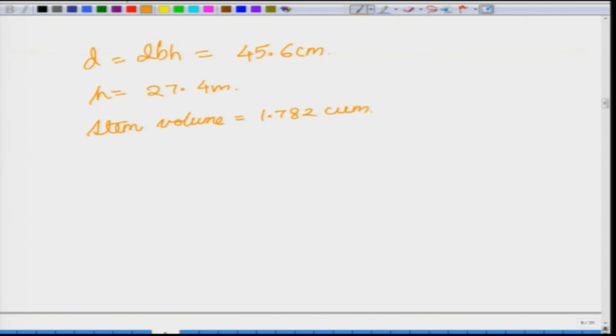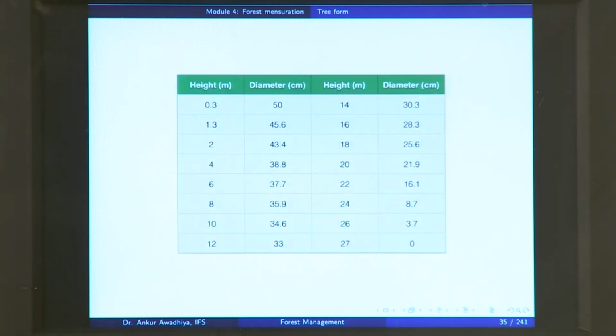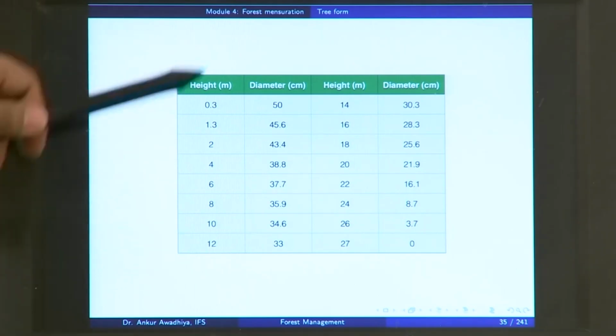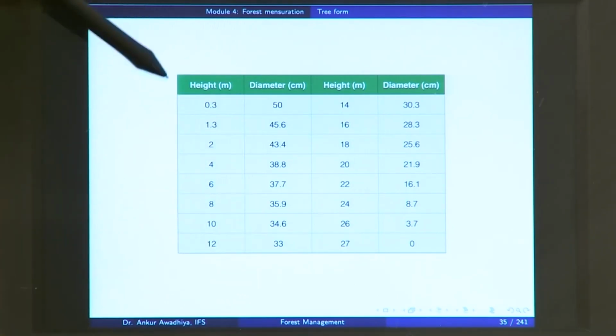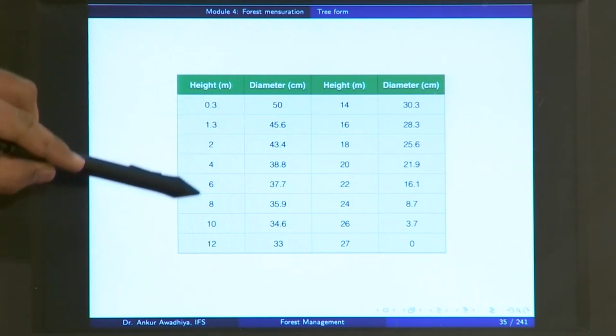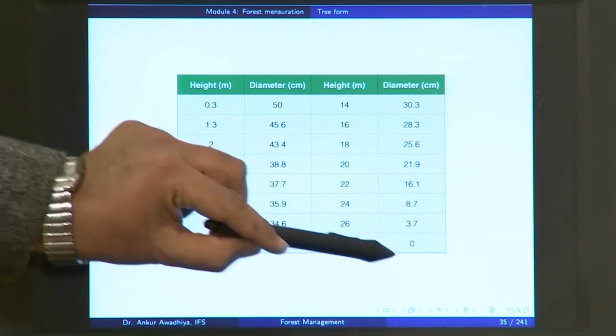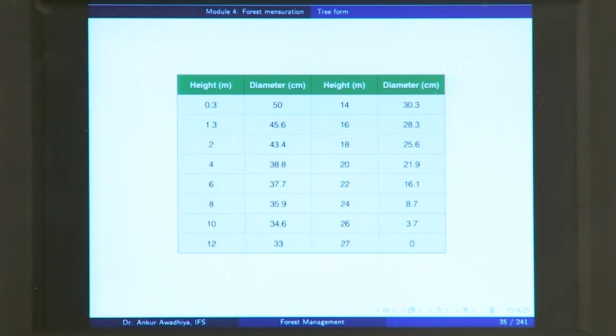Now, the bole diameters at various heights are given, and we have to find out the true form quotient, the false form quotient, the true form factor and the false form factor. In this case we are giving the height at different points and the diameter at those points. So, at a height of 0.3 meters you have a diameter of 50 centimeters. As you go up, at 1.3 meters you have 45.6 centimeters, and so on, and at the height of 27 meters you have a diameter that is roughly equal to 0, because the height of your tree is 27.4 meters. So, how do you compute the form factors and the form quotients?